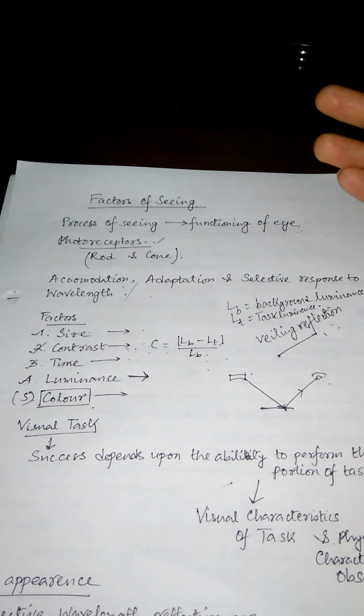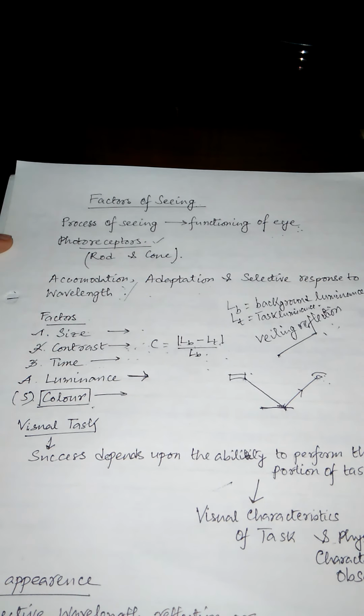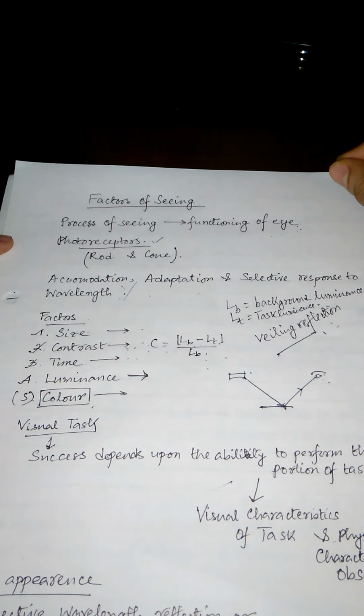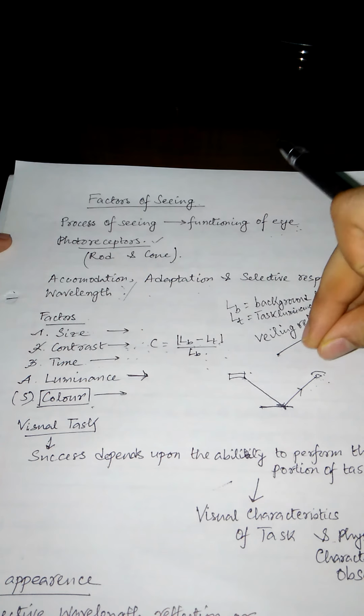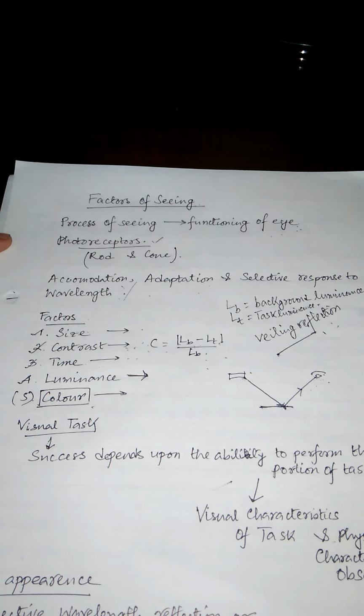Now suppose we are considering road lighting, where a driver is going to drive a car. What is his object? His object is to recognize the things that come in front of his car. So the light from that particular object has to come to the driver's vision, so that the driver is going to recognize the particular object from a particular distance.